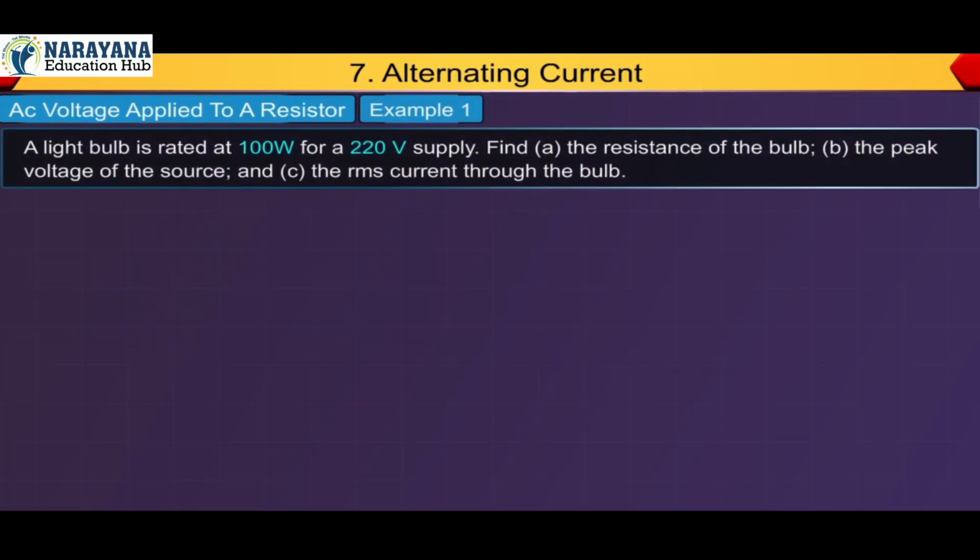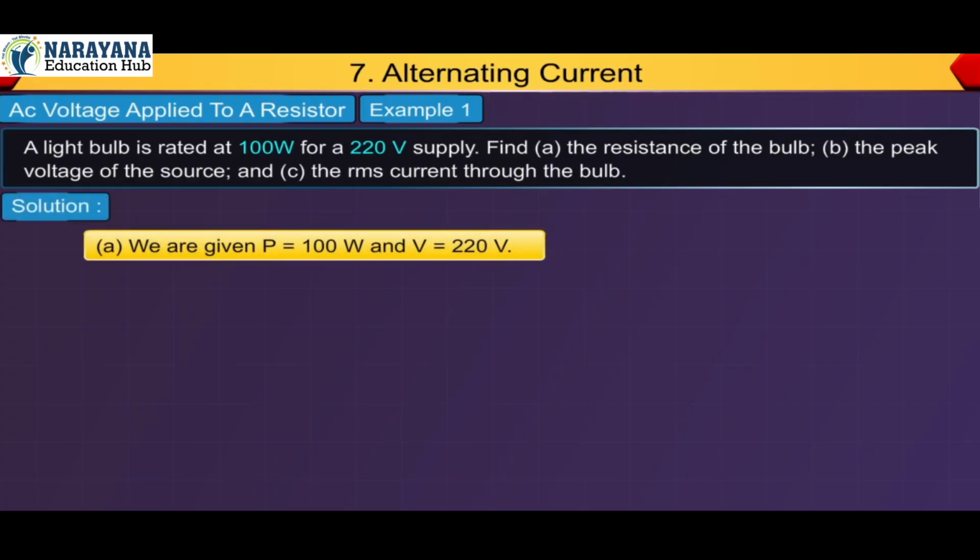Example 1. A light bulb is rated at 100 watt for a 220 volt supply. Find A, the resistance of the bulb, B, the peak voltage of the source, and C, the root mean square current through the bulb.